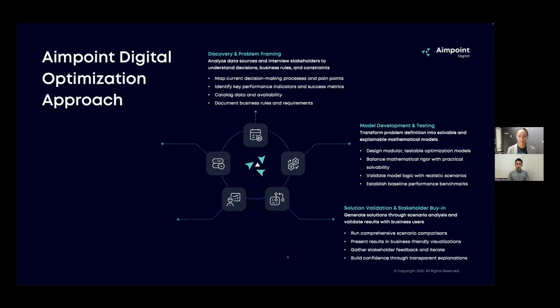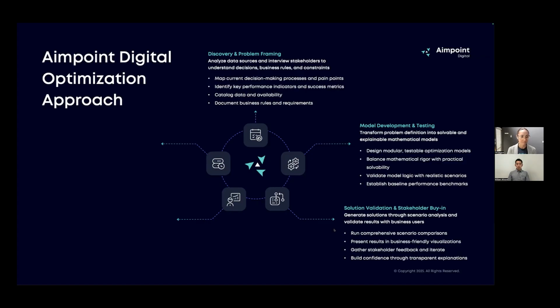Moreover, we then move on to the third phase, which is solution validation and stakeholder buy-in. This is where many projects fail, right? We prioritize clear explanations and visualizations upfront, as well as actively gathering stakeholder feedback and then iterating from that. Let's say that you're working with a plant manager, right? And let's say that your plant manager can't really understand why the model made the decision it made. Then it's most likely the case that they won't trust the output.